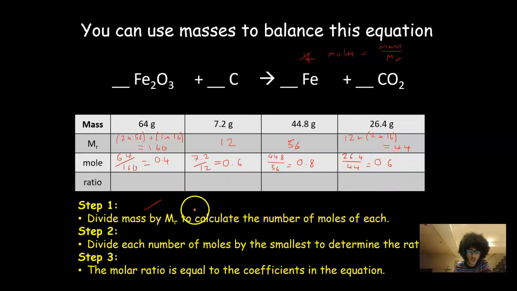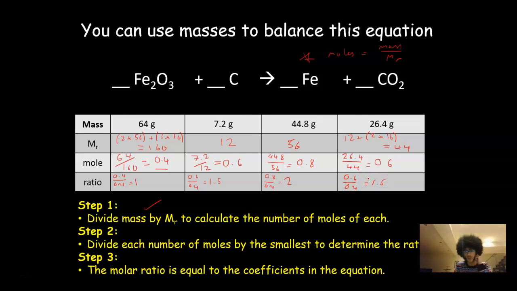Step 2, I need to divide each one by the smallest number. If I look at each of them, my smallest number is the 0.4. So here I divide it by itself, which gives me 1. Over here it's 0.6 divided by 0.4, which gives me 1.5. Here 0.8 divided by 0.4 gives me 2. And over here 0.6 divided by 0.4 again gives me 1.5.